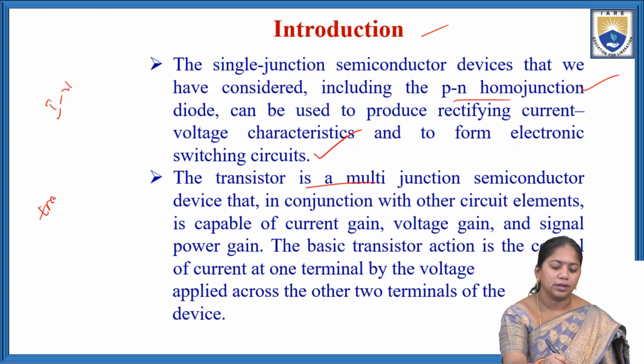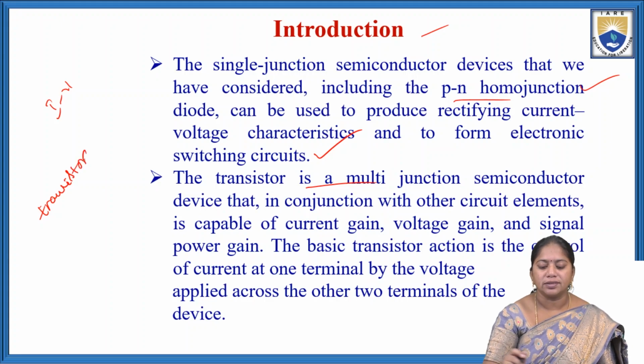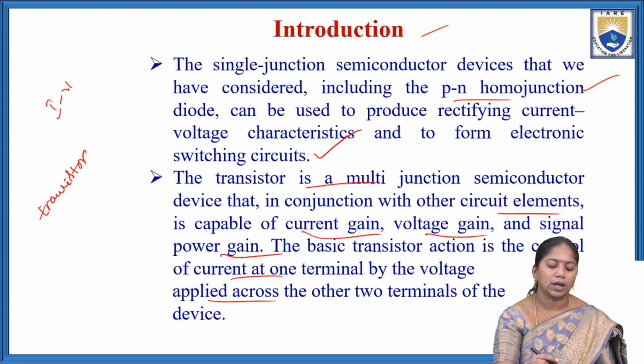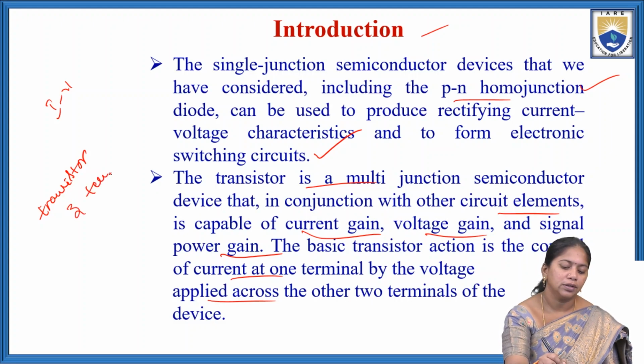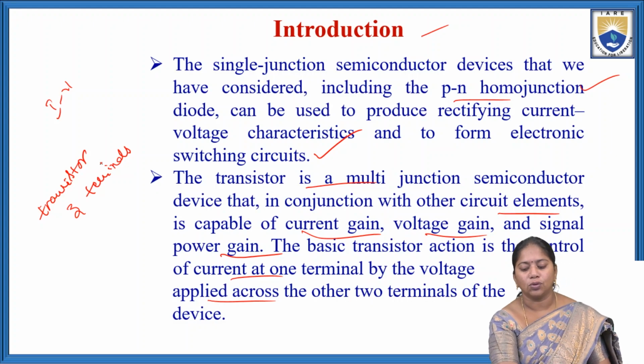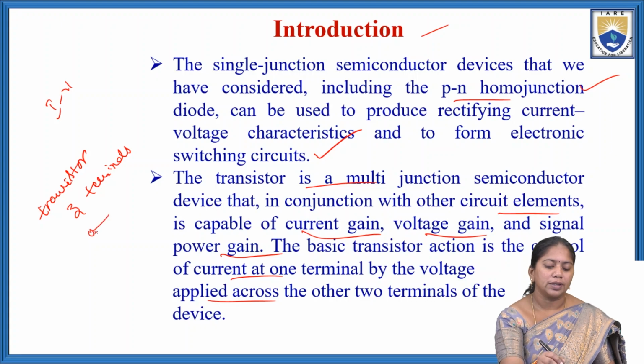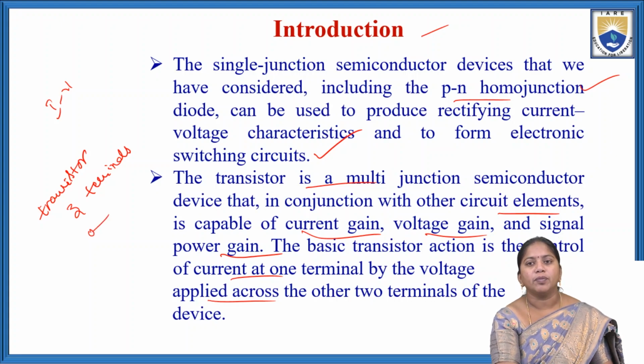A transistor is a multi-junction semiconductor device that, in conjunction with other circuit elements, is capable of current gain, voltage gain, and signal power gain. The basic transistor action is the control of current at one terminal by the voltage applied across the other two terminals of the device. A transistor has three terminals.